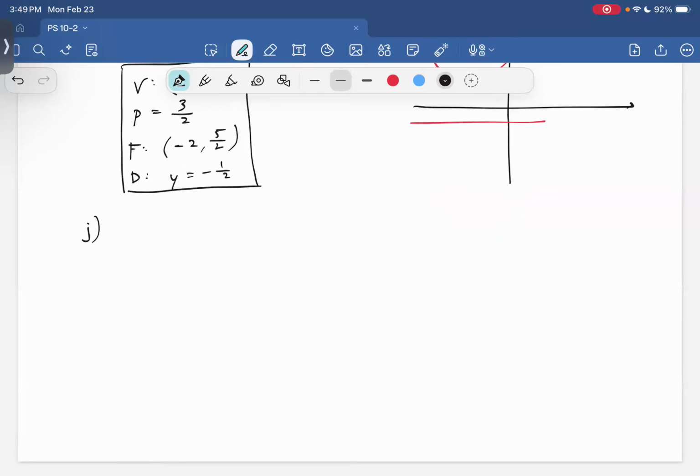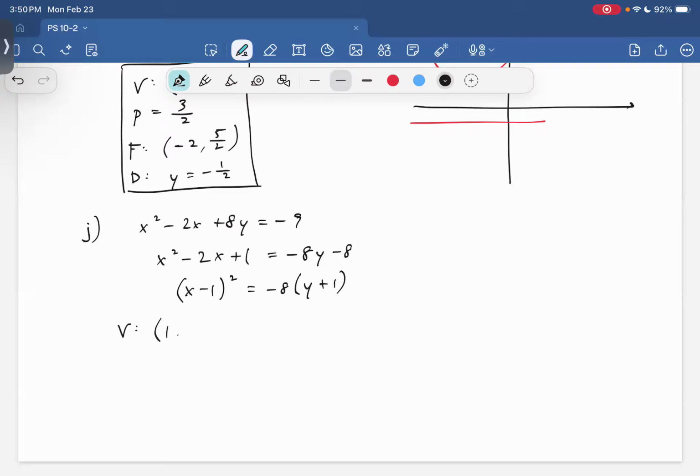J, x squared minus 2x plus 8y equals negative 9. x squared minus 2x plus 1 to complete the square. Minus 8y minus 9 plus 1 is minus 8. (x minus 1) squared equals negative 8 times (y plus 1). So the vertex is 1 comma negative 1. p is equal to negative 2.